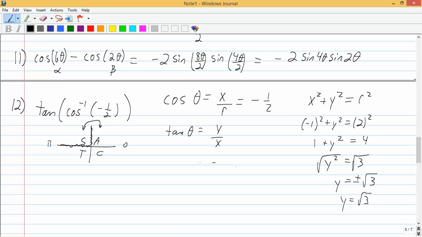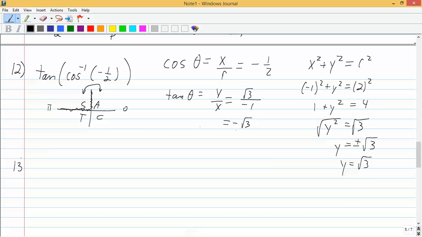So the answer is y over x. So a positive square root of 3 over a -1. So that's going to be negative square root of 3. All right. That's D.